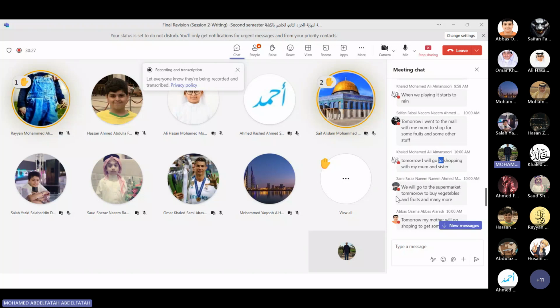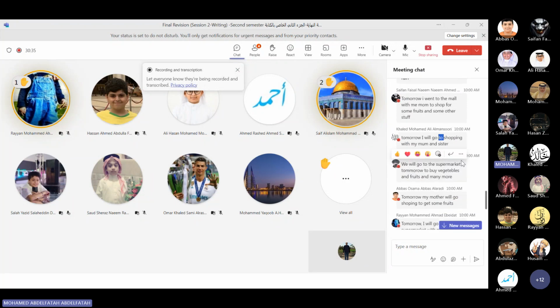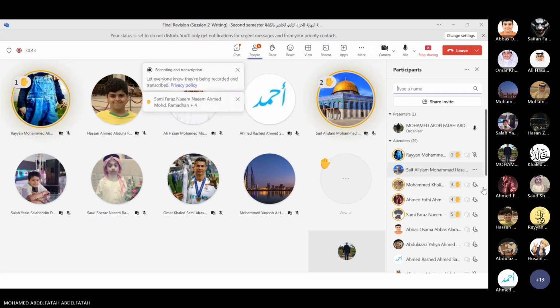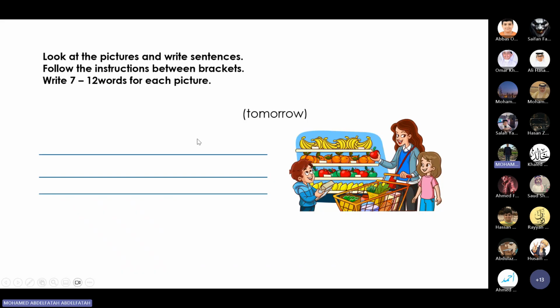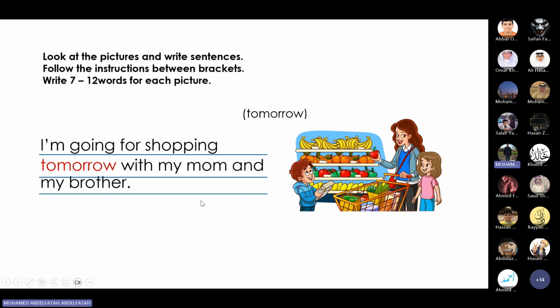Sami, we'll go to the supermarket tomorrow to buy vegetables and fruits and many more. Bravo, Sami. Fantastic. Sami, please raise your hand so that I can turn on your microphone. Good morning, Sami. This is the model answer for this picture. Can you read this sentence, please? I'm going for shopping tomorrow with my mom and my brother. Bravo, Sami. Good reading. You are always fantastic. Thank you.